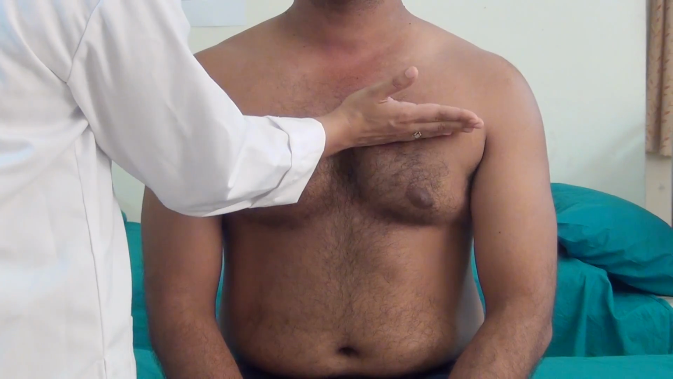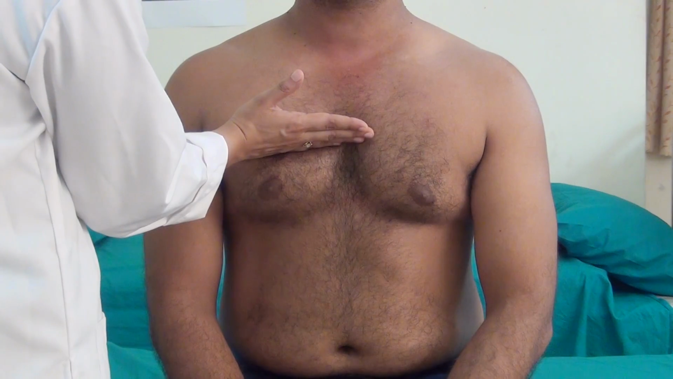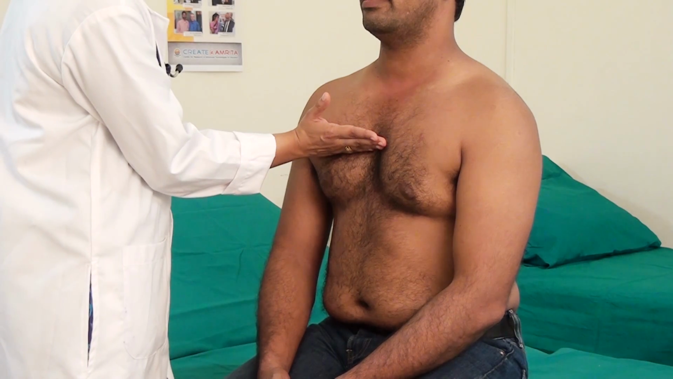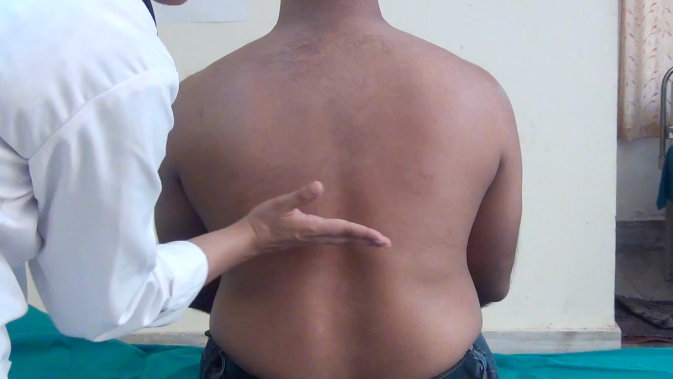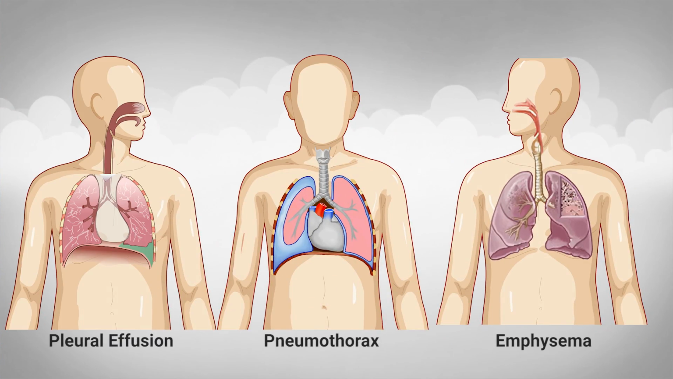Check for tactile vocal fremitus by placing the ulnar edge of your hand on the chest. Now ask the patient to say 99. Check the fremitus in the upper, middle, and lower areas of both lungs on the front and back side. Vocal fremitus is decreased in pleural effusion, pneumothorax, and emphysema. It is increased in consolidation and neoplasm.